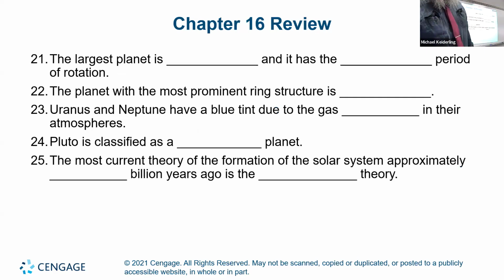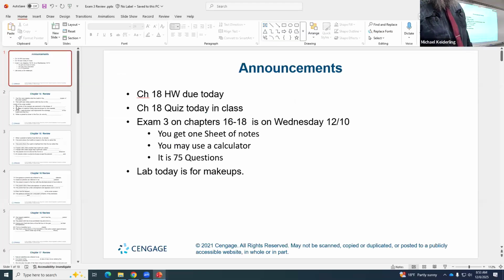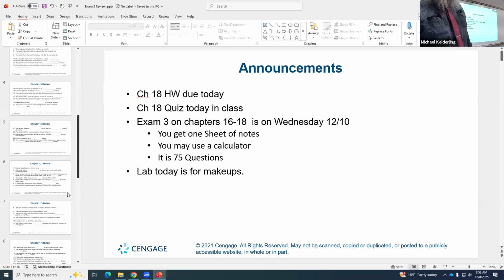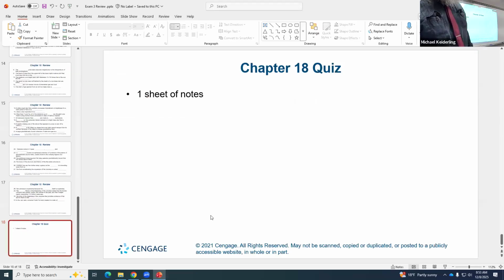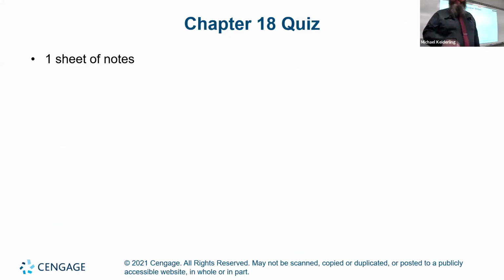So that was the review. We're gonna do the quiz now. So we have the chapter 18 quiz. You get one sheet of notes. If you need to borrow a calculator, you can, but I don't think you'll need it.